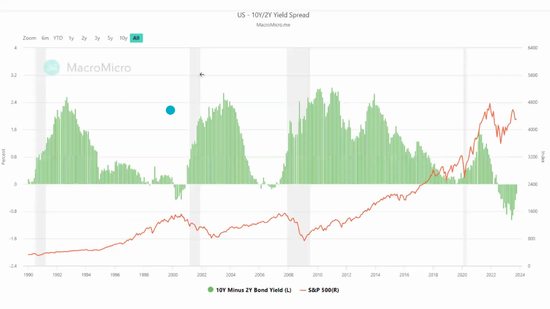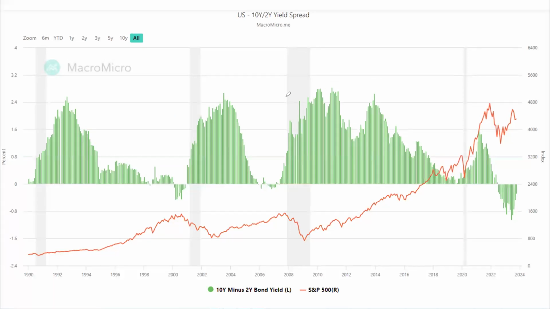So now that we've got that out of the way, we need to really pay attention to what it means when the yield curve uninverts. So on this graph, the red line is going to be the stock market. This is your S&P 500. And then in green here is going to be your yield curve. So whenever you see the ticks going down here, that's an inverted yield curve. And whenever you see it coming up, that's when it's uninverting.